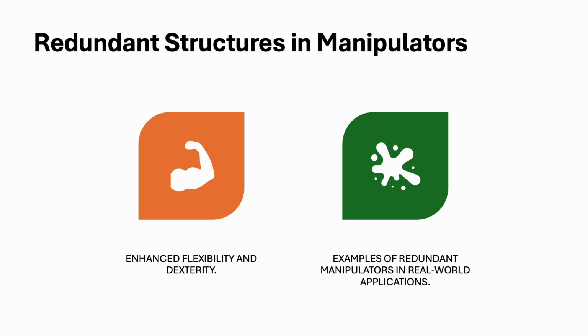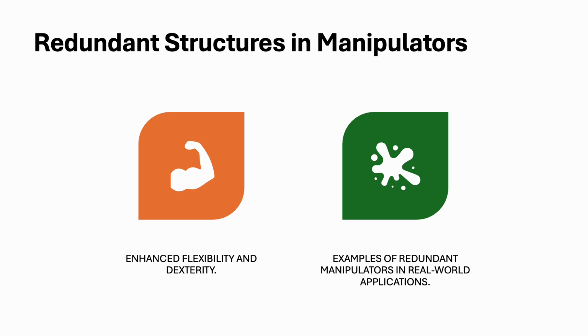Redundant structures in manipulators enhance flexibility and dexterity. Let's look at examples of redundant manipulators in real-world applications, starting with one scenario on this topic. An example of such a redundant manipulator is seen in the use of a 7 degree of freedom robotic arm, which can mimic the capabilities of a human arm more closely than traditional 6 degrees of freedom robots.